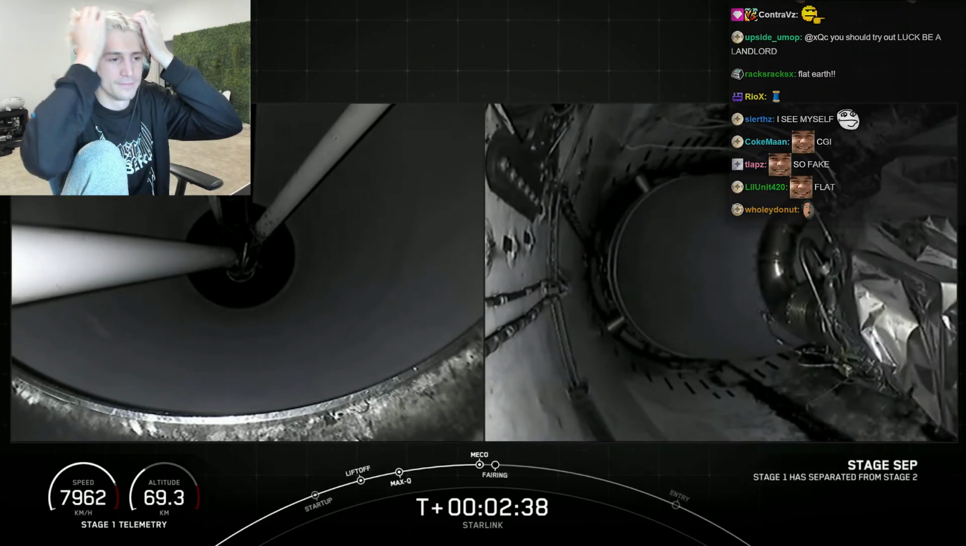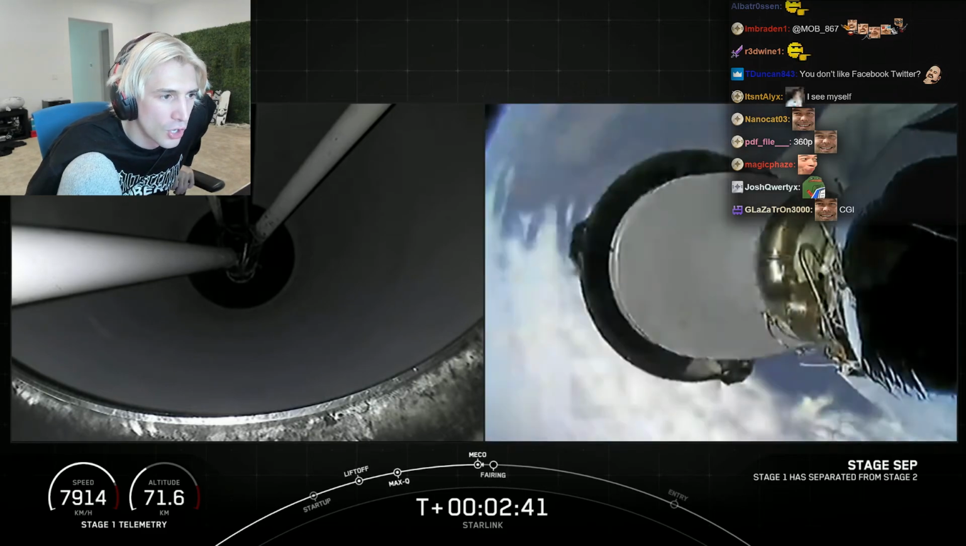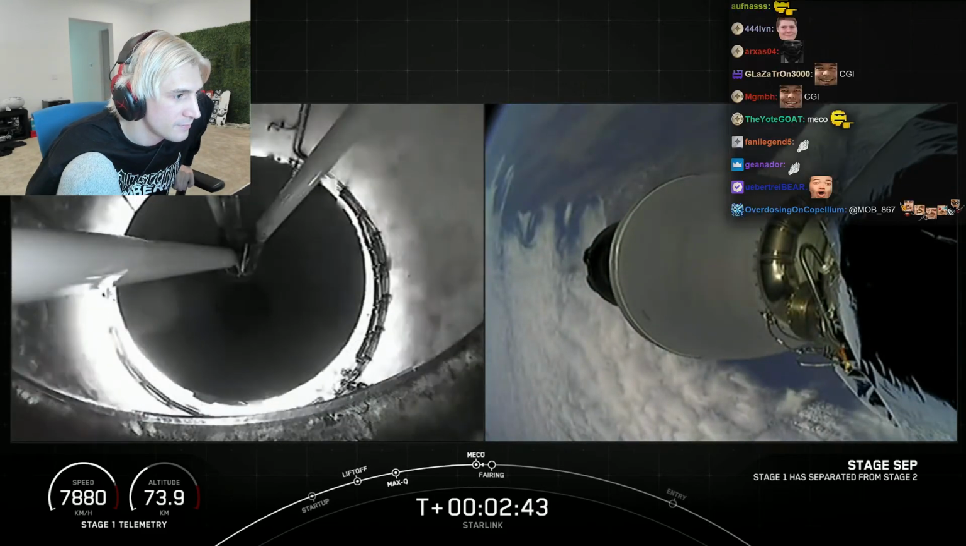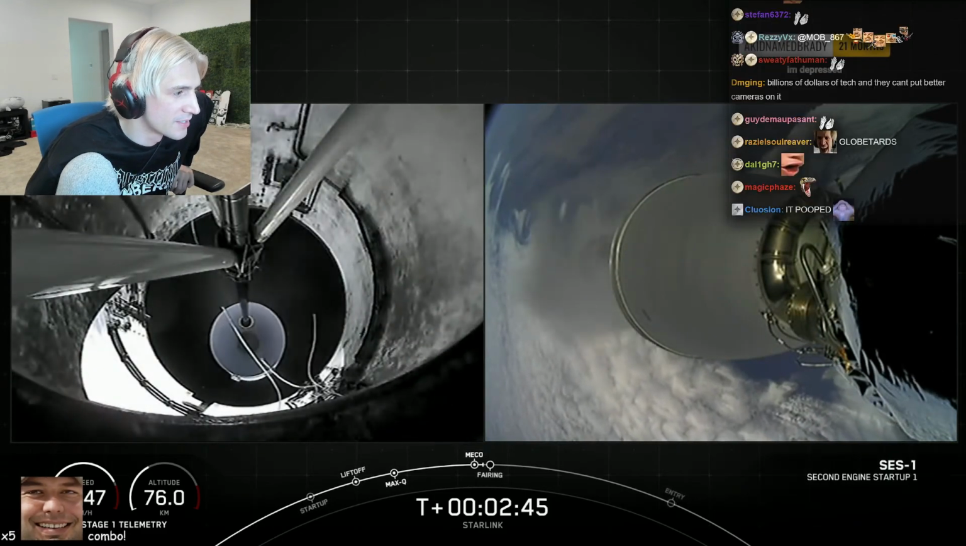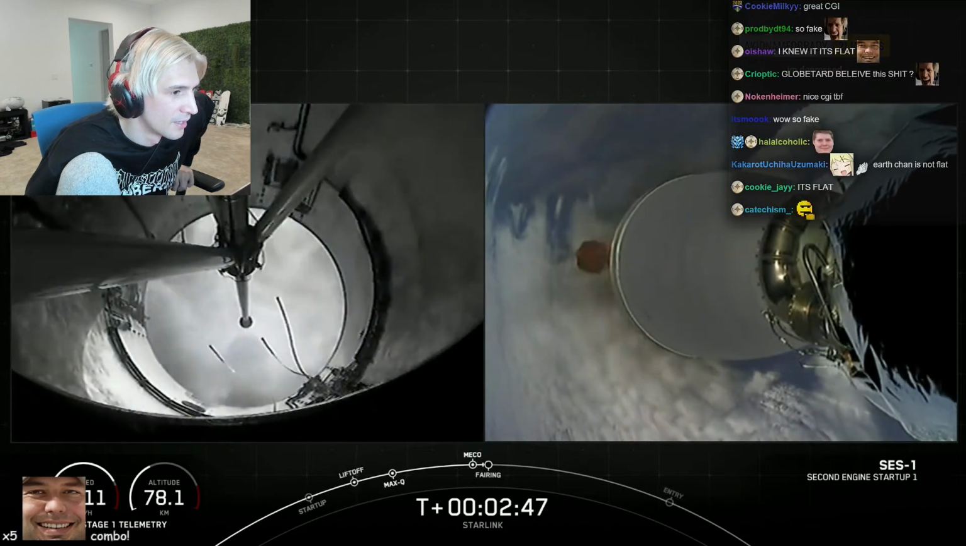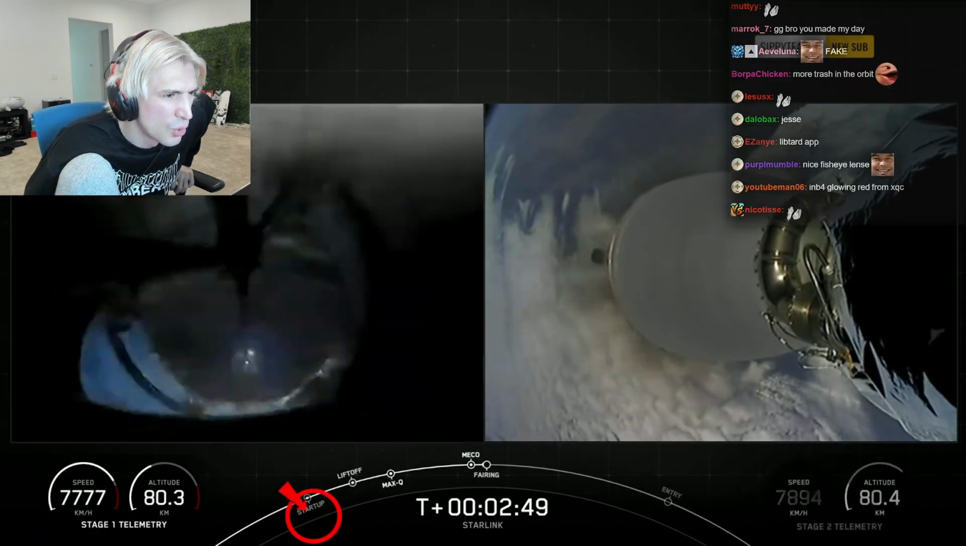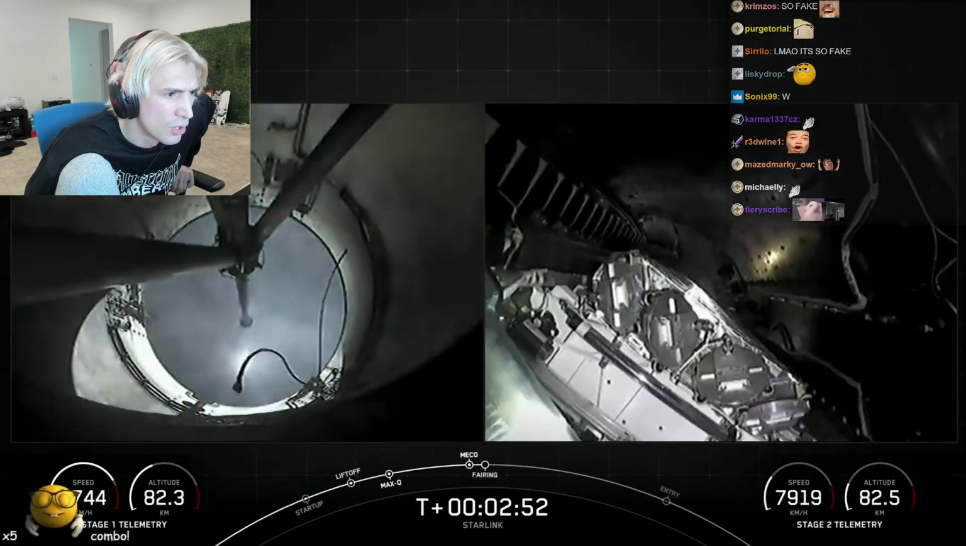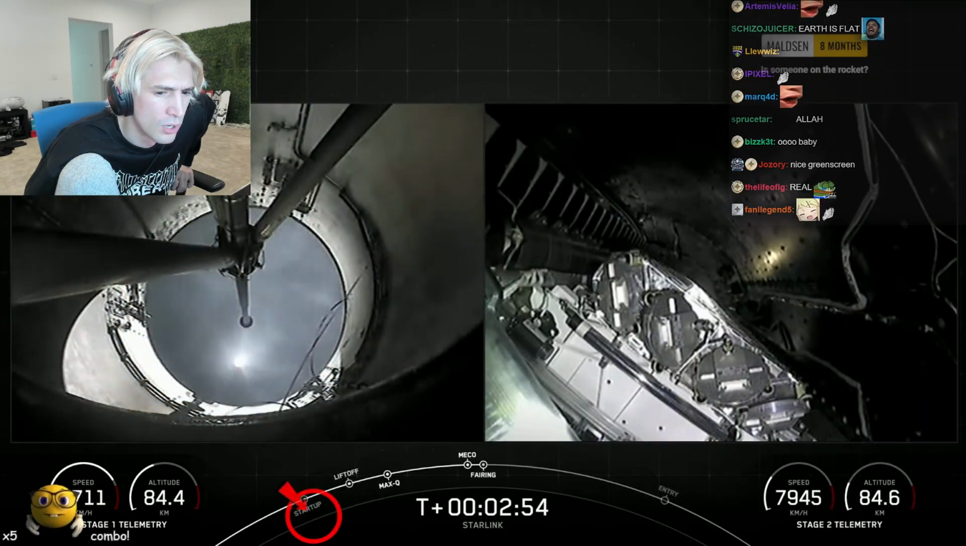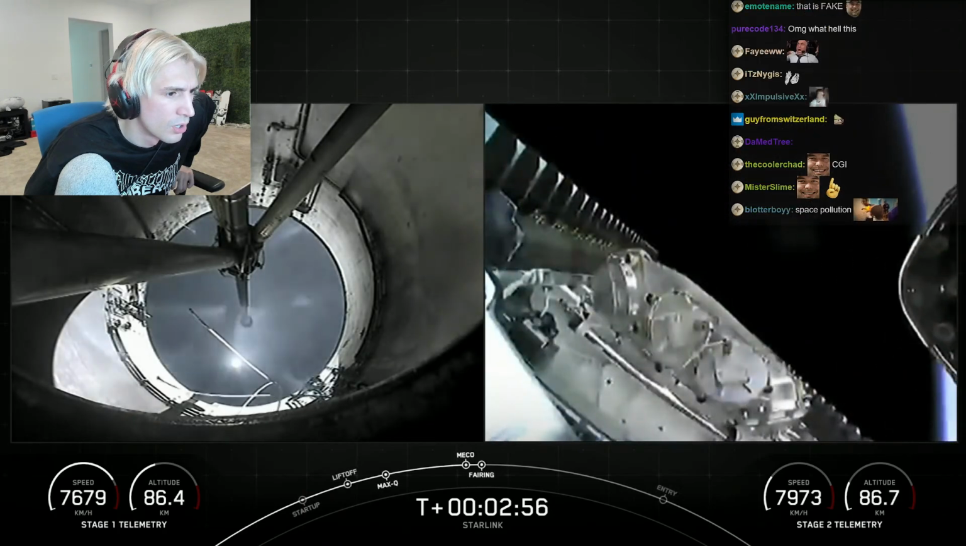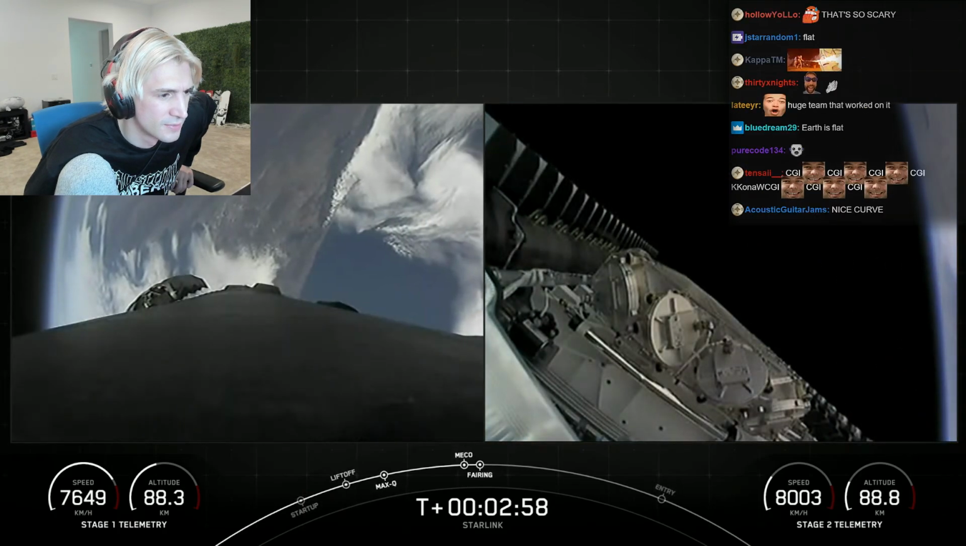Oh. MECO. Stage separation confirmed. Oh, that is nice. MVAC ignition. A nice burn. And as you just saw and heard over the nets, we had successful MECO, stage sep, and SES1. And there's that confirmation of fairing separation from the second stage.